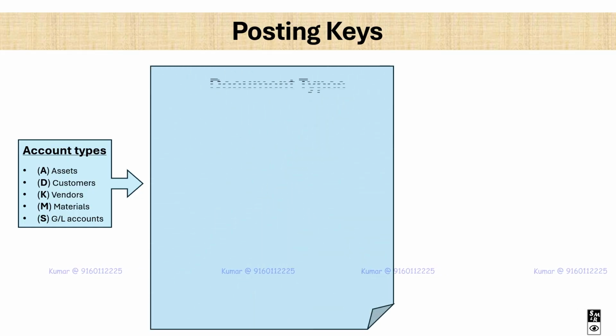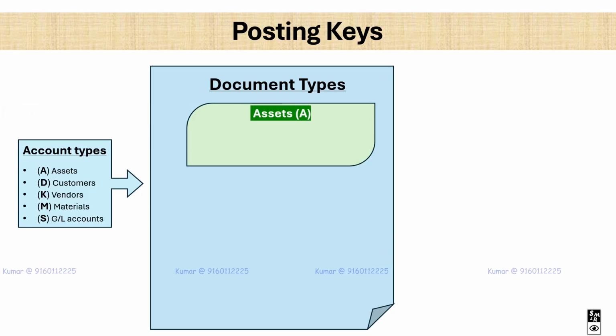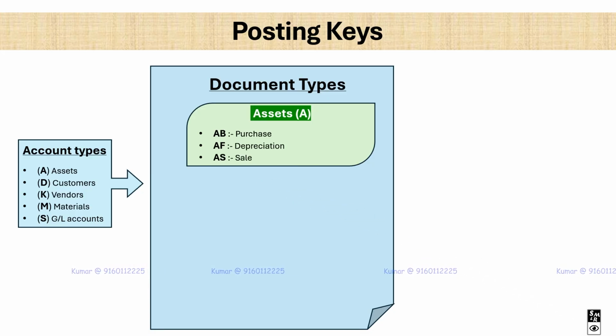And these account types have different document types again. There are so many document types. For example, if we take only the assets account type, we have a document type AB. When we purchase an asset, we are going to use the document type AB. And for depreciation, we are going to use the document type AF. For sale, we are going to use the document type AS.